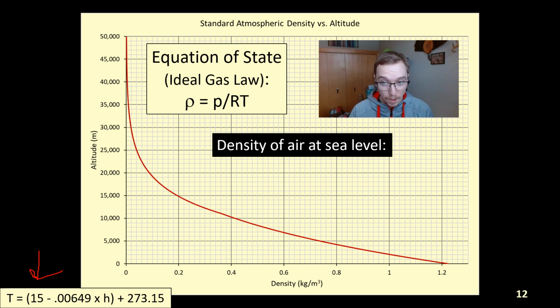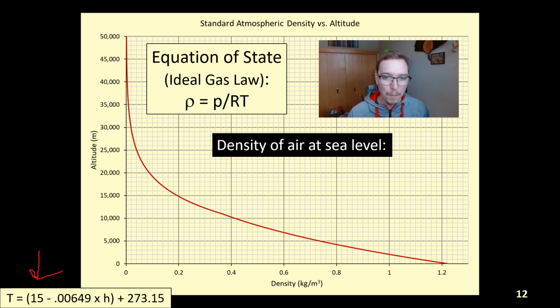In the troposphere, and this is only in the troposphere, we can assume that temperature in degrees Celsius is equal to about 15 minus 0.00649 times H, where H is our altitude. To convert this to Kelvin, we just need to add 273.15 to this value, which is what we see here. Knowing these equations and values, try to figure out the density of air at sea level, even though you may already remember it from a few slides back.